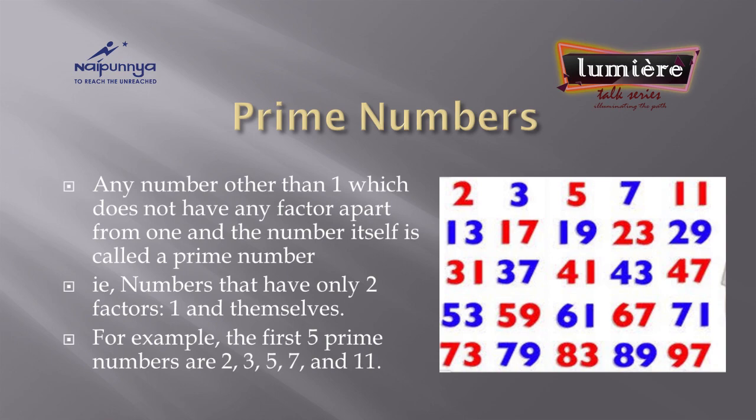Considering the number 5, the factors of 5 are 1 and 5. That means 1 and the number itself. Now you may have a doubt: is 1 a prime number? 1 is not a prime number because 1 has only one factor. For being a prime number, a number should have two factors. But here 1 does not have 2 factors and hence 1 is not a prime number. The examples of prime numbers up to 100 are shown in the figure.